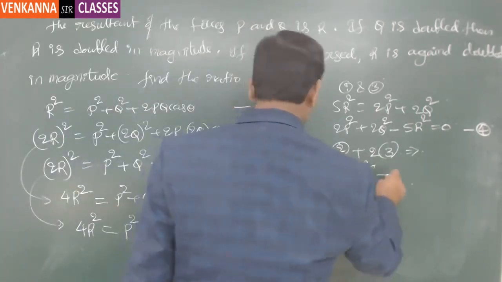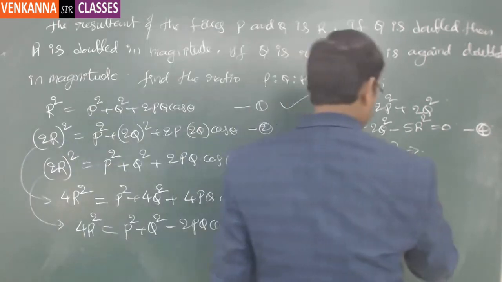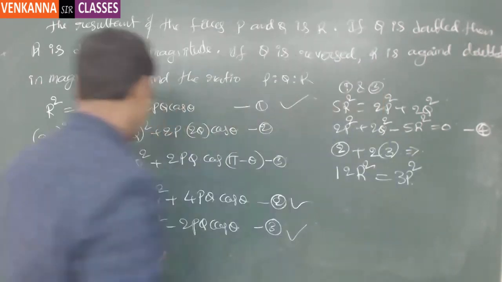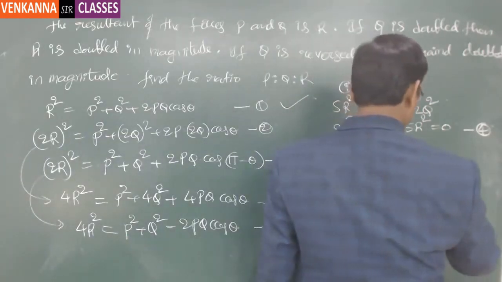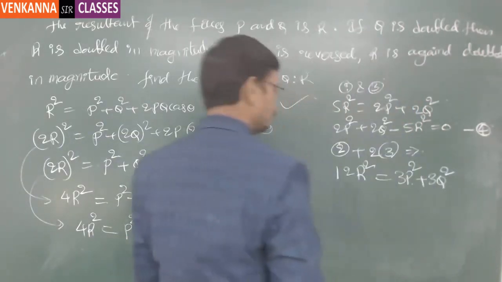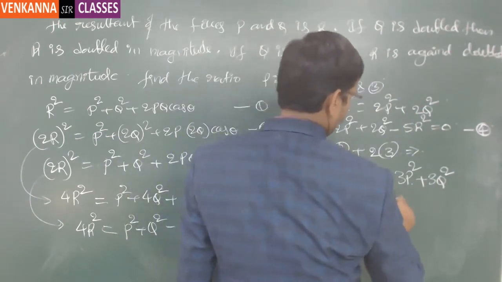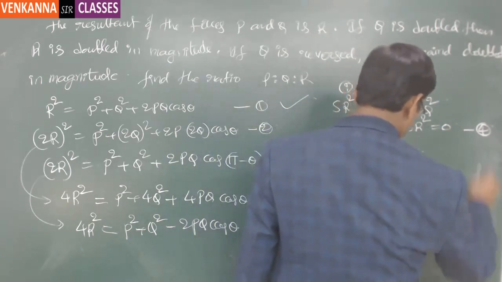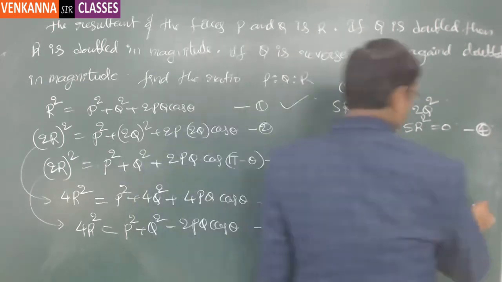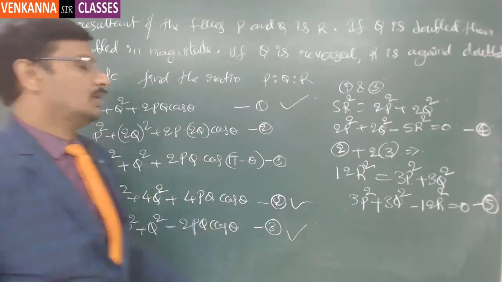square is equal to 2p square plus p square, this is 3p square, and 2q square plus q square, this is 3q square, and this will be anyway 0. So from this, 3p square plus 3q square minus 12r square equal to 0. Now this is equation number 5. So from these two equations you can find out the ratio.